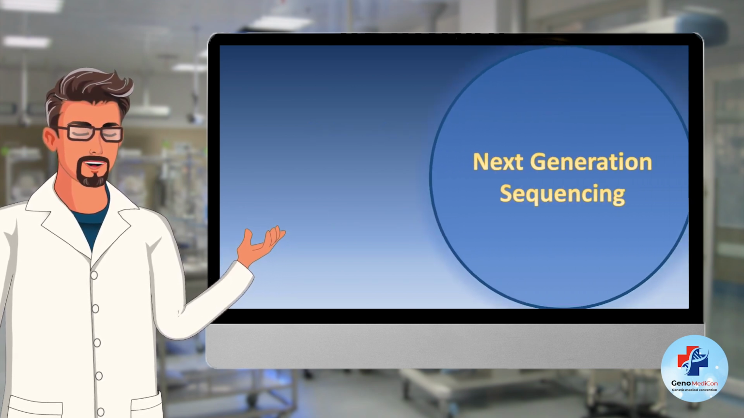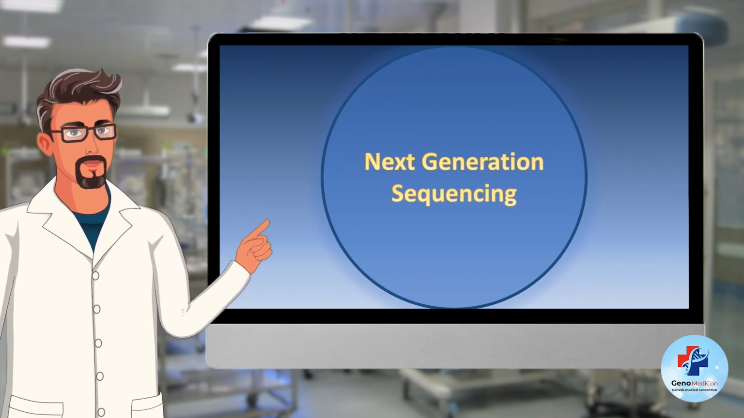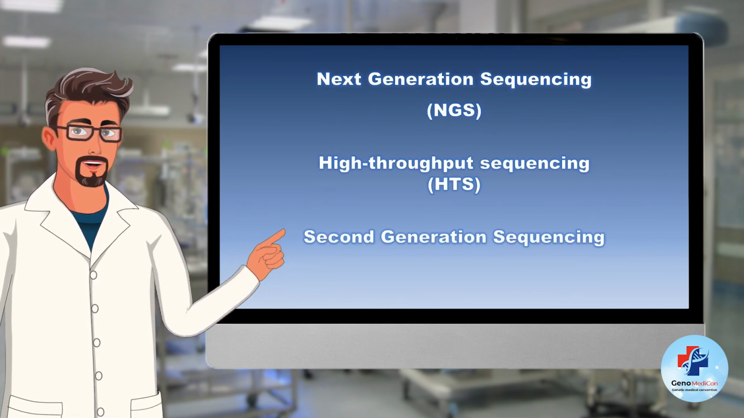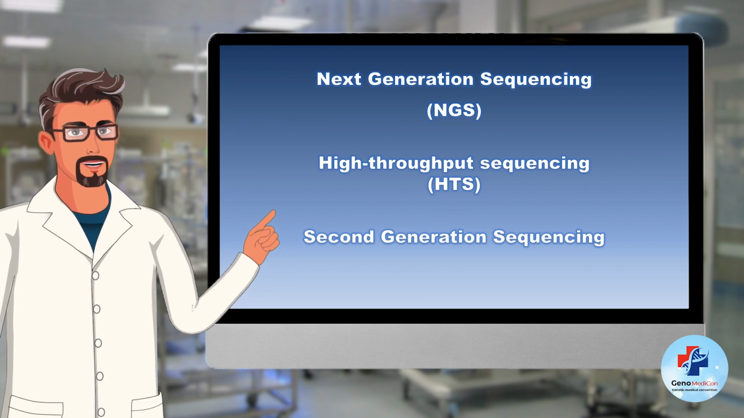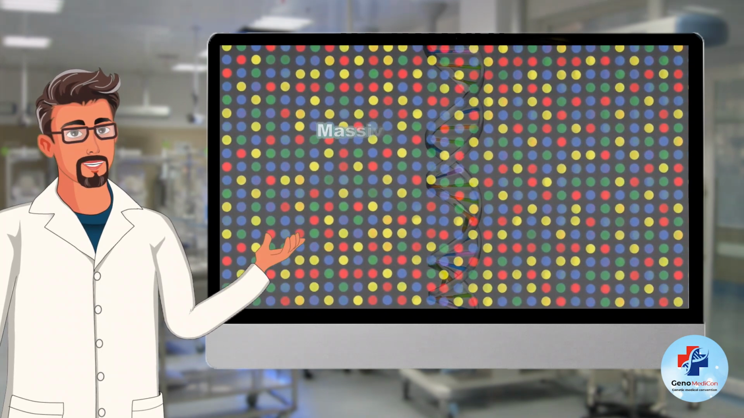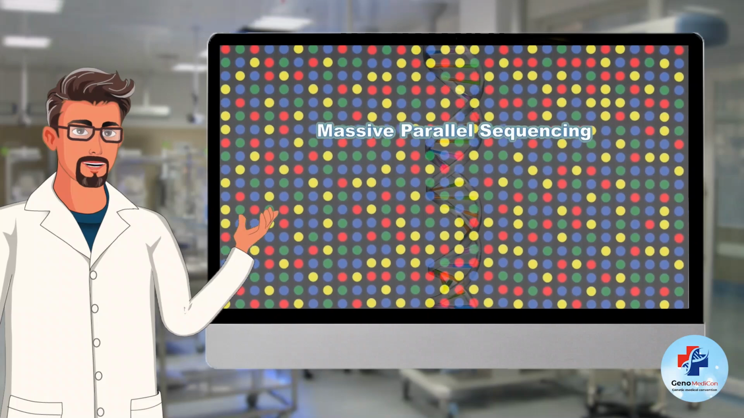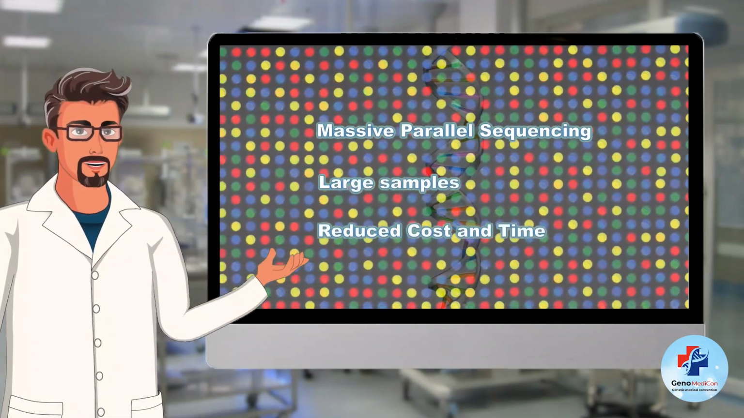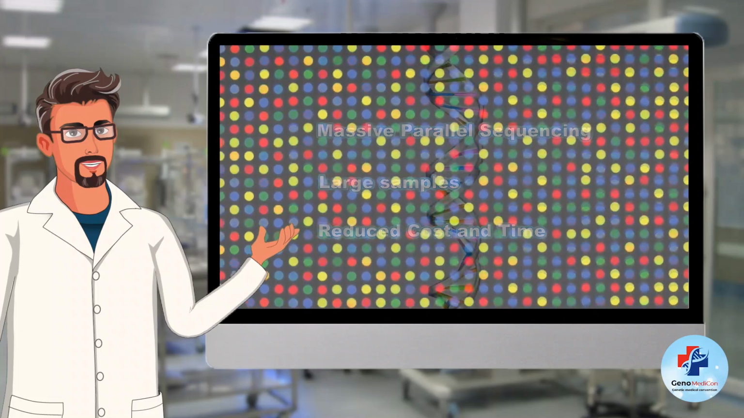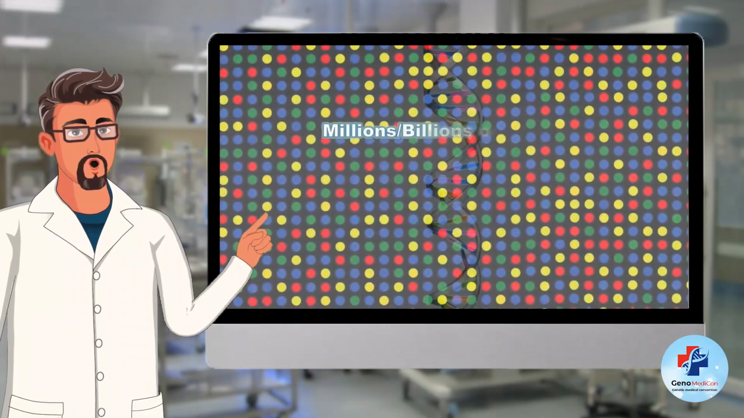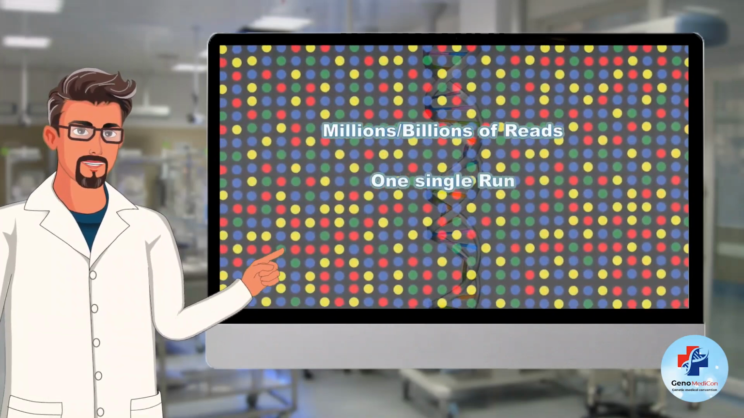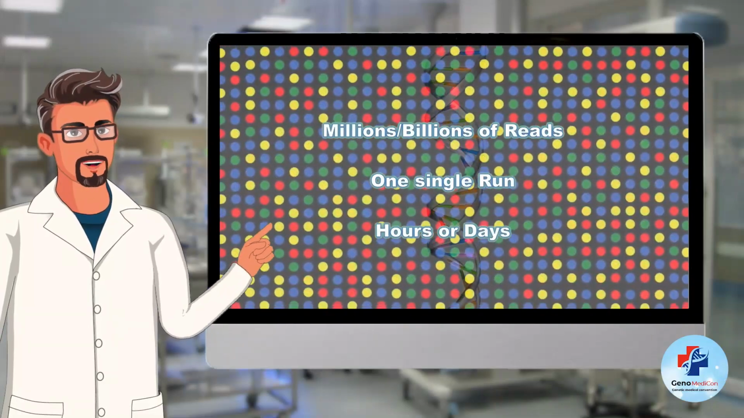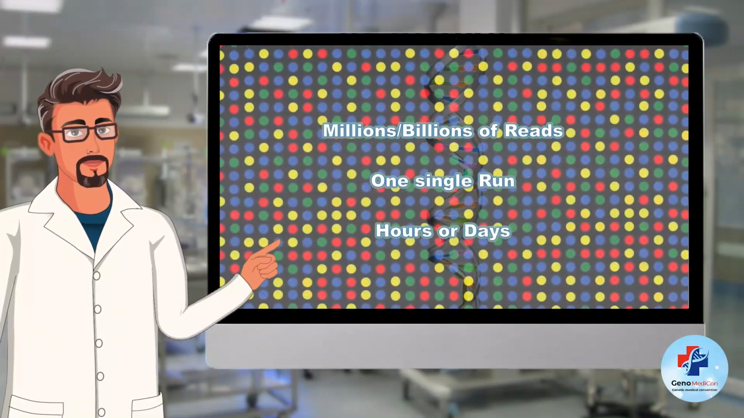Later, next-generation sequencing, or NGS, also referred to as high-throughput sequencing, or second-generation sequencing, was developed. NGS uses a massively parallel sequencing approach with the ability to process large DNA samples at a significantly reduced cost and time. With NGS, millions or even billions of reads can be produced in a single run within a few hours or days, making it much more efficient than Sanger sequencing.